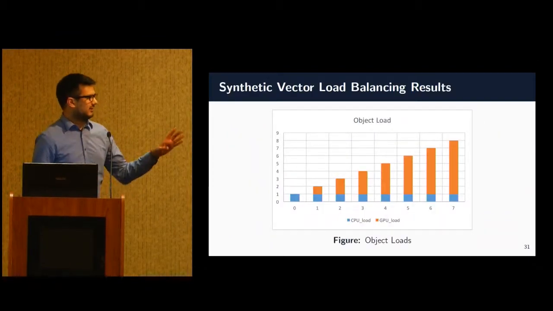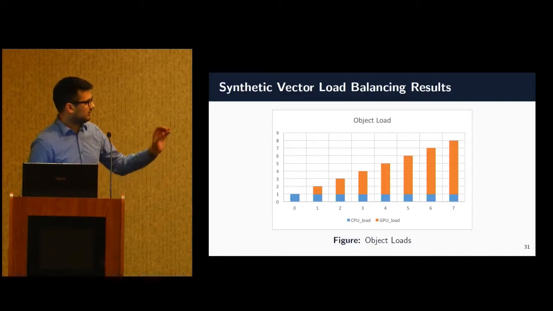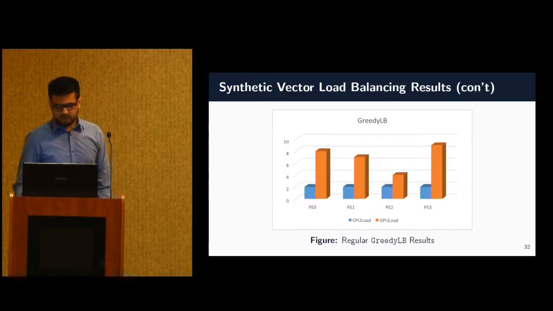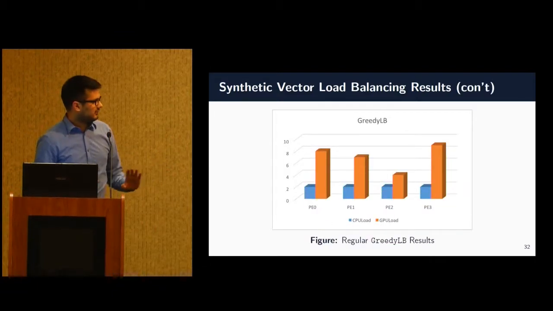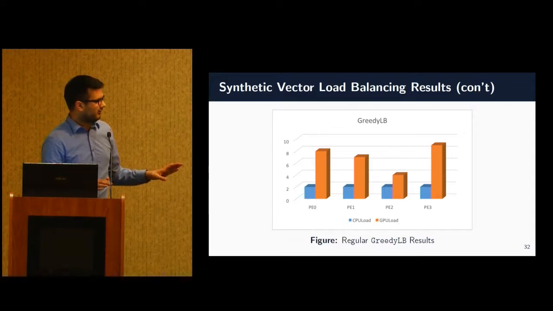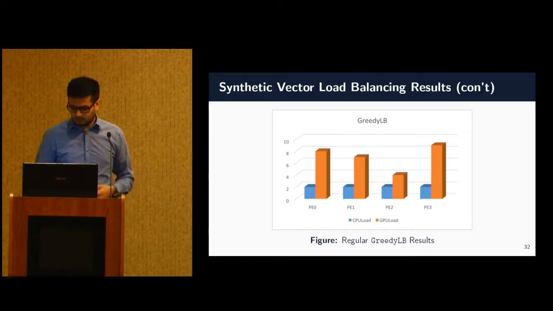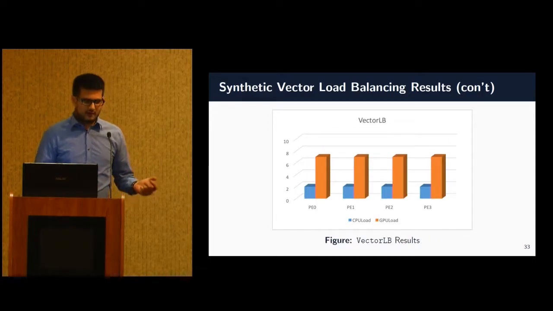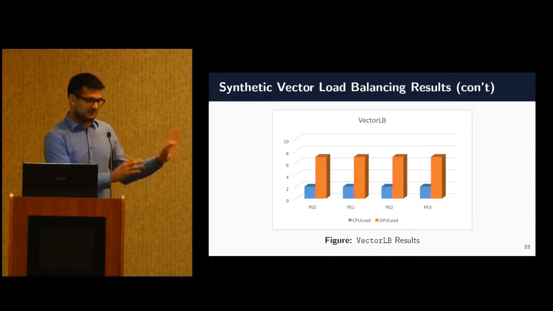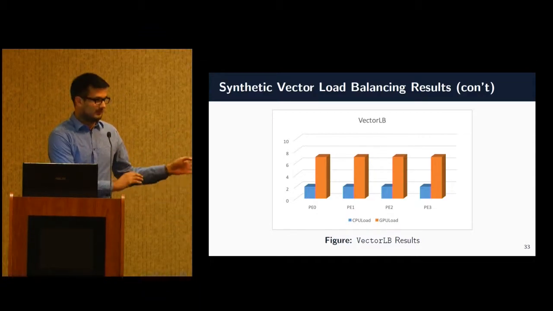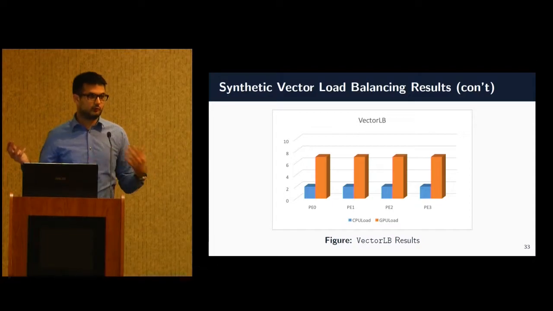So this is a very synthetic example. We have 8 objects here. The CPU load on each of them is identical. They have an arithmetically increasing amount of GPU load. So if we use one of Charm's native load balancers, we see that the CPU load is basically even across all of the PEs, 4 PEs for 8 objects here, but the GPU load varies a lot. When we use the vector load balancer, now we get this ideal case where everything is perfectly balanced across our entire machine. This is obviously a very synthetic example, but we've seen similar results on more fully fledged applications.